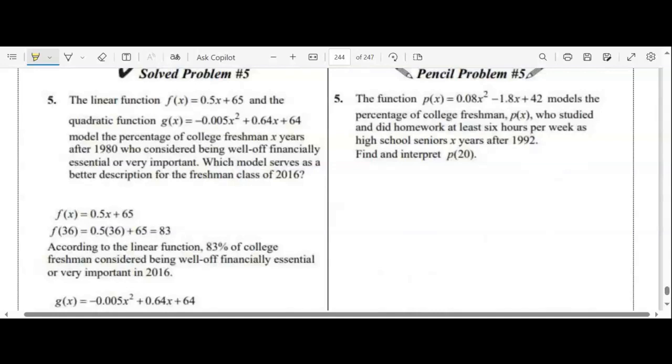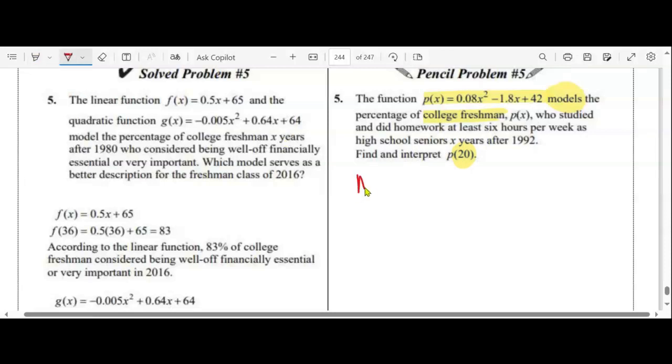Whose turn? Please read. The function p of x equals 0.08x squared minus 1.8x plus 42 models the percentage of college freshmen, p of x, who studied and did homework at least 6 hours per week as high school seniors, x years after 1992. Find and interpret p of 20.